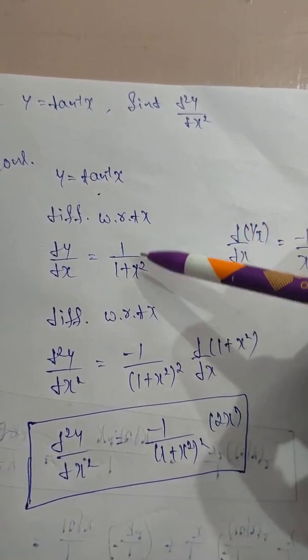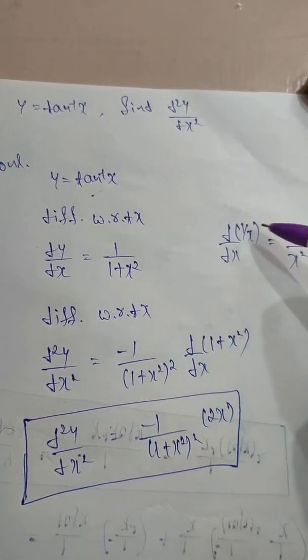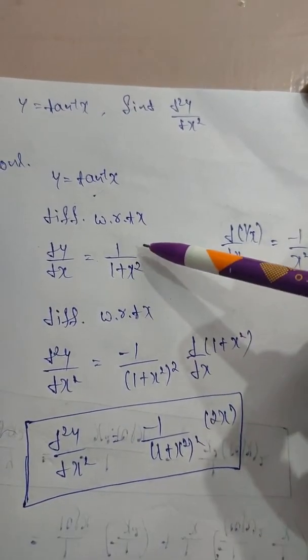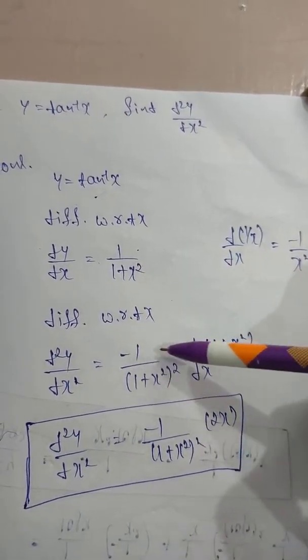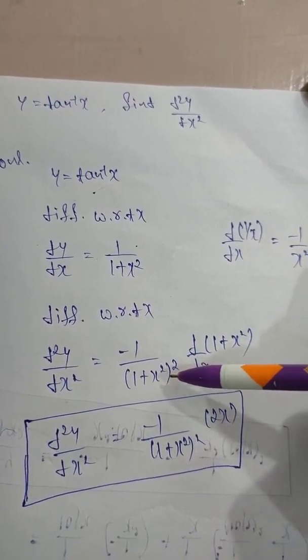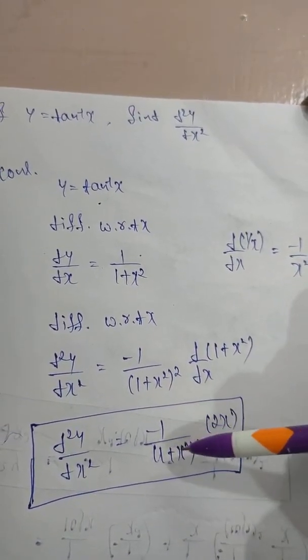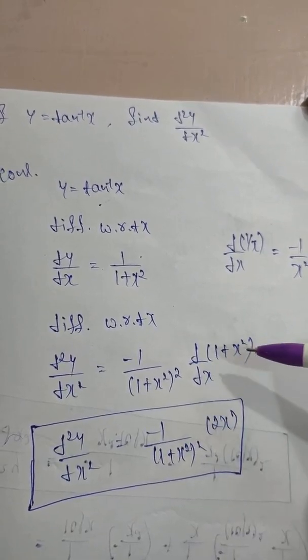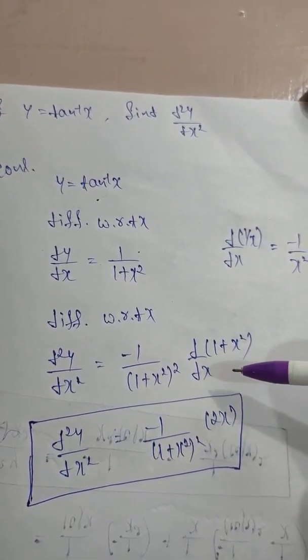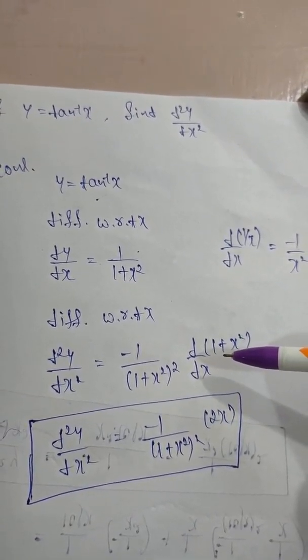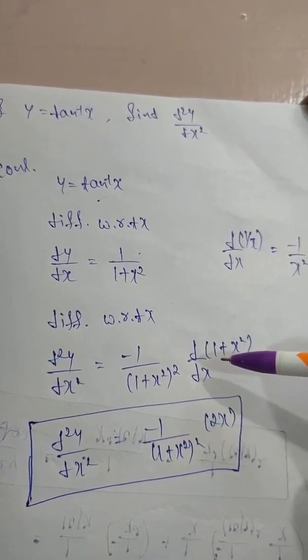Once again differentiate this one. So we know the differentiation of 1 by x is minus 1 by x square. The differentiation of 1 by 1 plus x square means minus 1 by 1 plus x square whole square. Again you want to differentiate the 1 plus x square. The differentiation of 1 is 0. The differentiation of x square is 2x. So it is a very simple and easy problem.